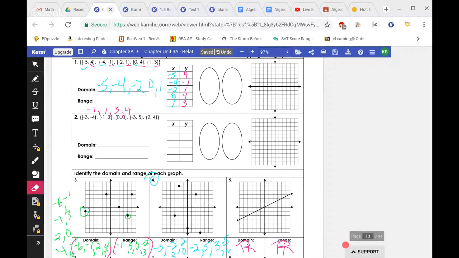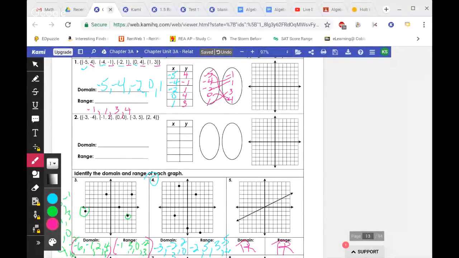Okay, so for the mapping, -5, -4, -2, 0, and 1, and then -1, 1, 3, and 4. So -5 goes to 4. My mapping's going to be pretty. -4 goes to -1. -2 goes to 1. 0 goes to 4. And 1 goes to 3.